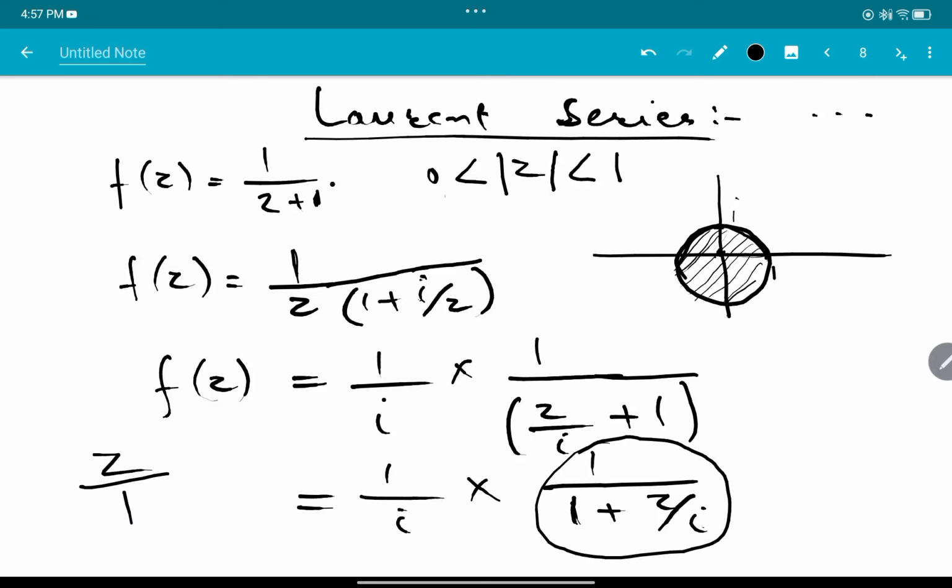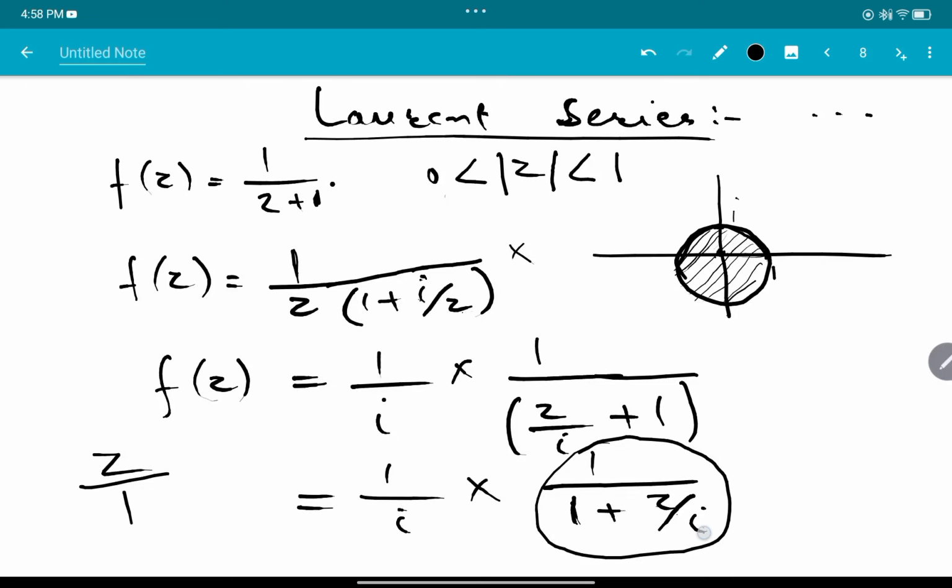Yes, I'm sorry. This does not satisfy this condition. The modulus of i is 1. That is, it is 1 by something less than 1, z. Mod z is less than 1. So this is greater than 1, this is greater than 1, not less than 1. This is less than 1.